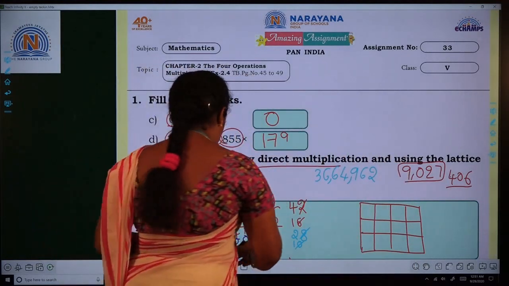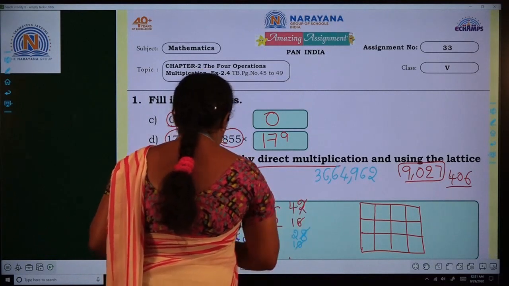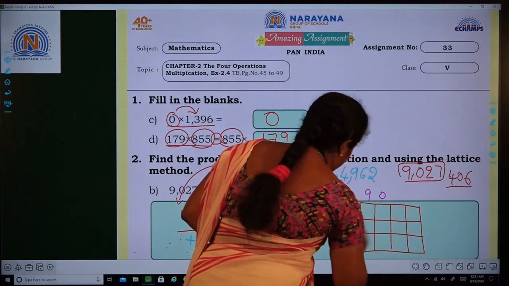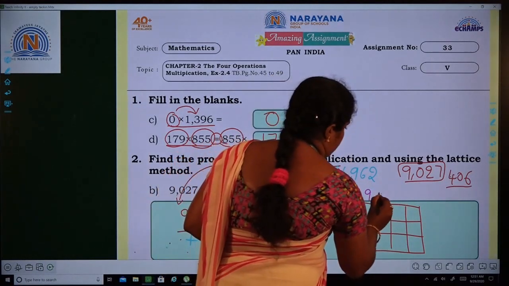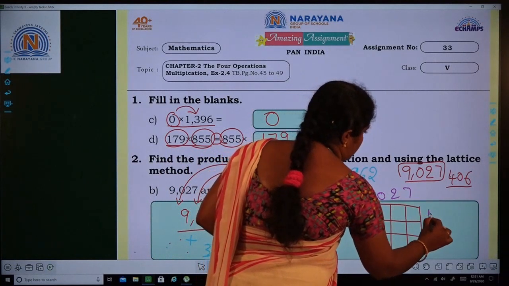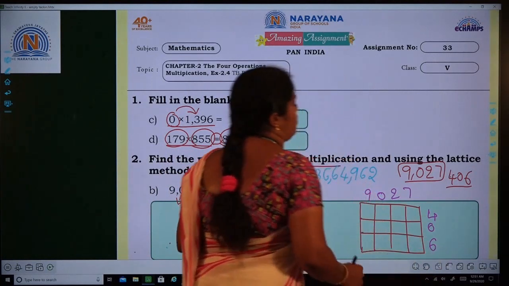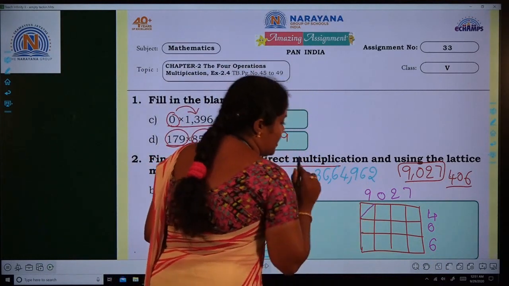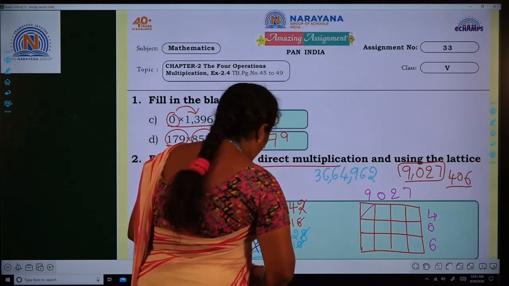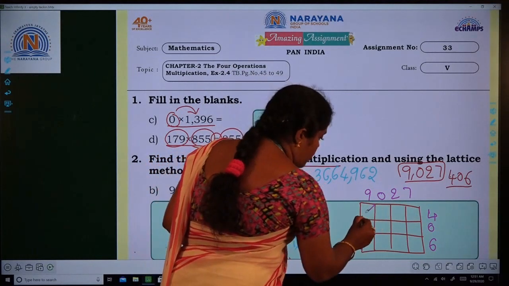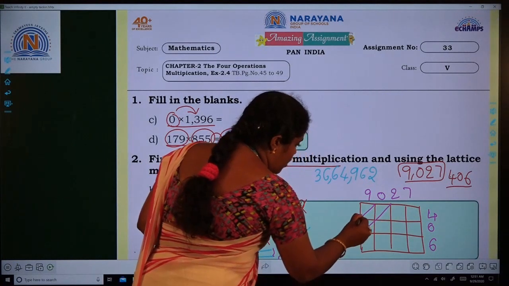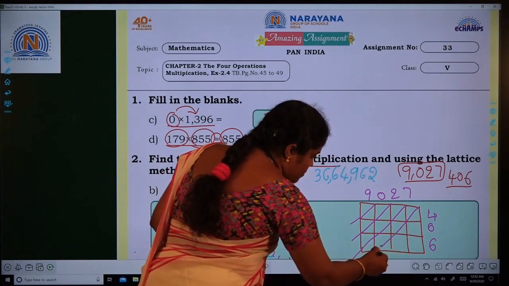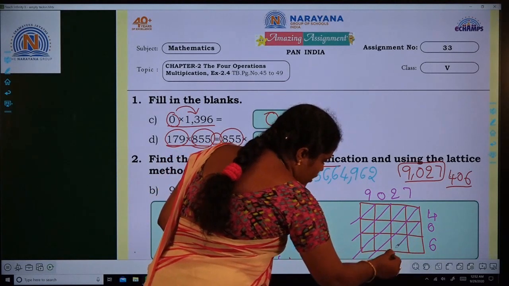Now what we have to do? Yes, write this 9027 horizontally and 406 vertically. Now draw the diagonal lines of the grids. Lattice means it is the total grid work or framework. We have to solve the multiplication problem by using the grids. Like this, we have to draw the diagonal lines.